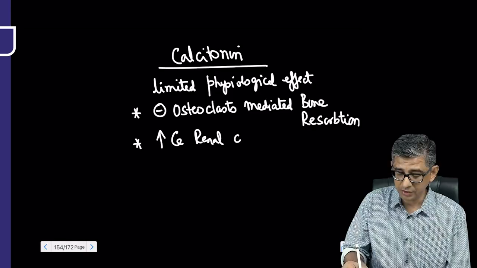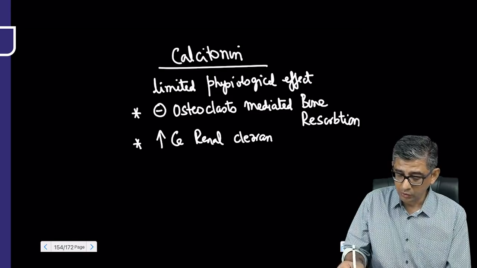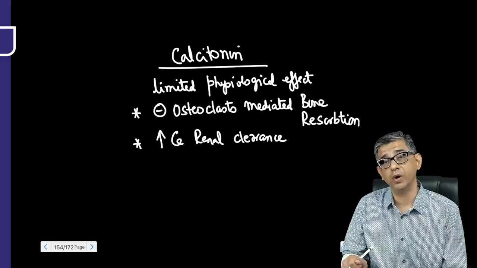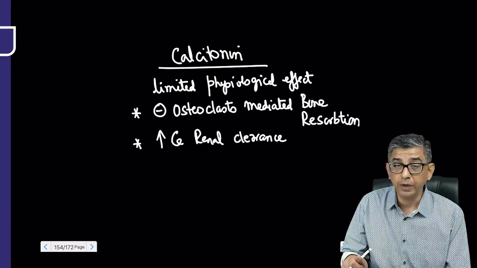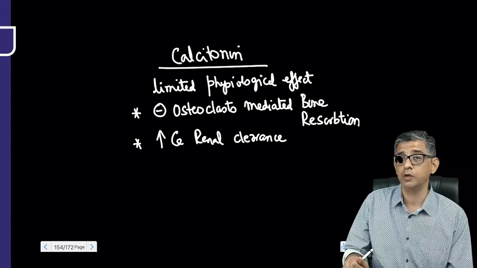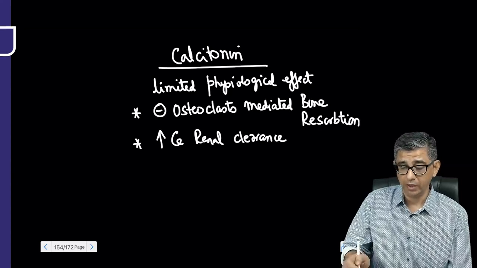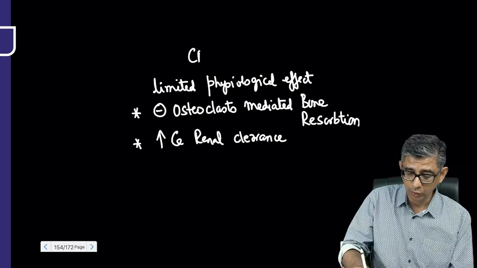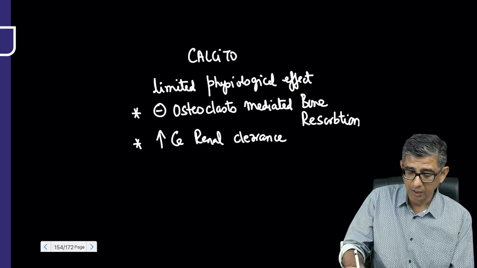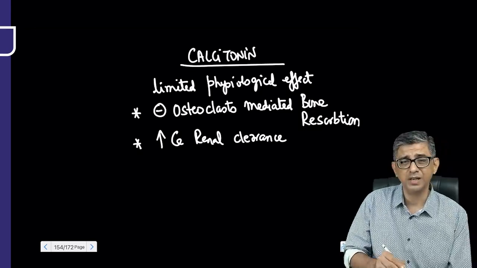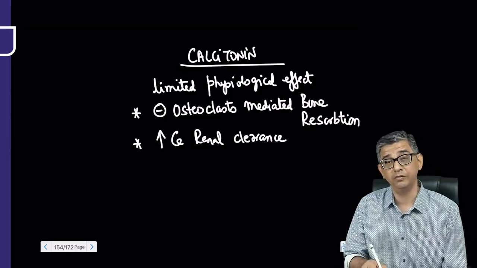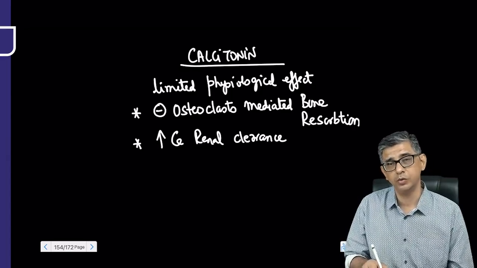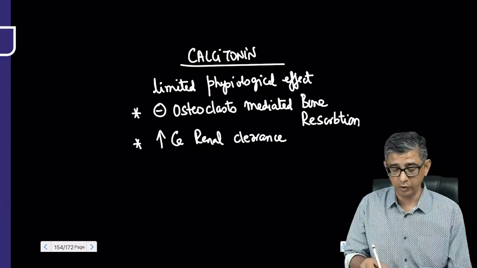The second action of calcitonin is that it tends to increase calcium renal clearance. When I say the word clearance, it will contribute to loss of calcium via the kidney. PTH was causing reabsorption of calcium via the distal tubule, whereas calcitonin will promote urinary loss of calcium. Calcitonin can have tachyphylaxis as well. It has limited effects in the sense that tolerance develops to the effects of calcitonin very, very soon.